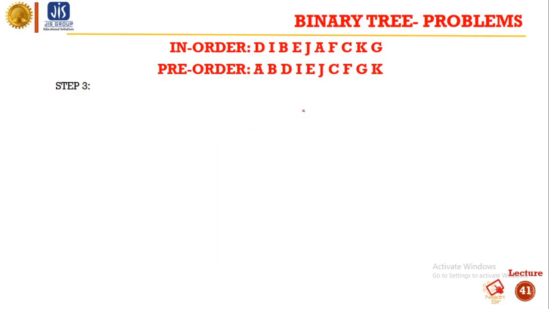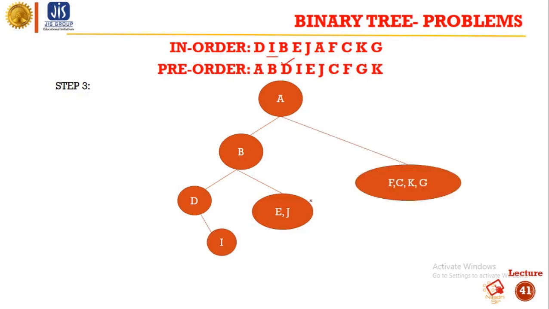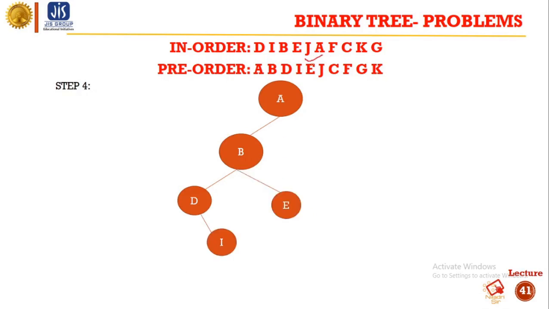Now come to step 3. The next root is D, so A, then B, next it is D, and there is no element on the left-hand side, and on the right-hand side it is I. And it is E J as usual. Now come to step 4. D I. Next is E, so E is there, and J is on the right-hand side. And F C K J is as usual.